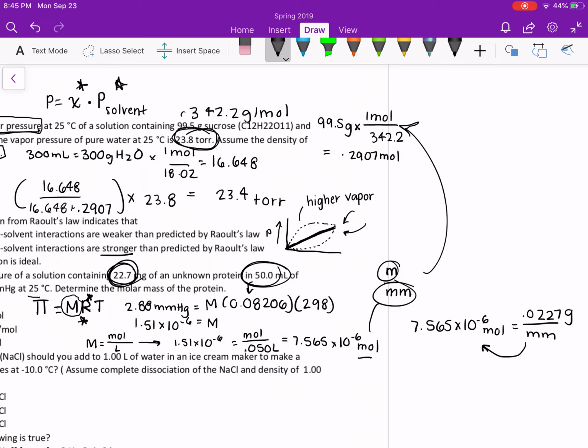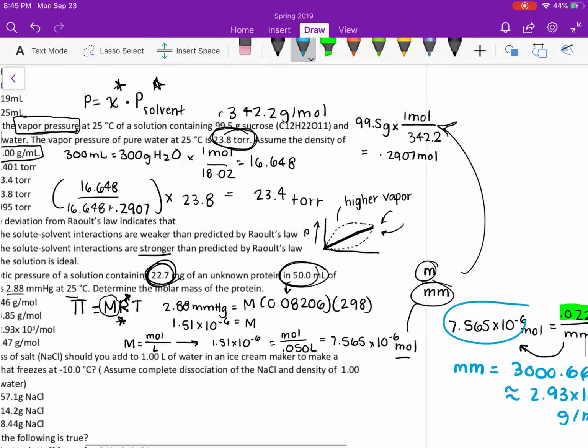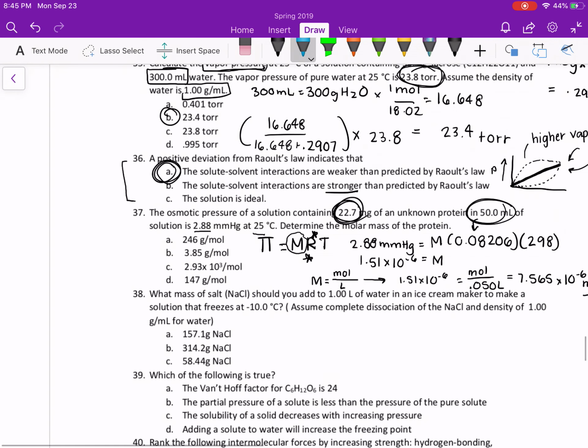So I divide this top number by this number to get my molar mass. And when I do that, I get a molar mass of, when I plugged it in, I got 3,000.66, or it's closest enough to 2.93 times 10 to the 3 grams per mole. I would be surprised if you had something like this. Just know, like, this is as far as it can go. I would use these as a benchmark of how, like, well you know the material.